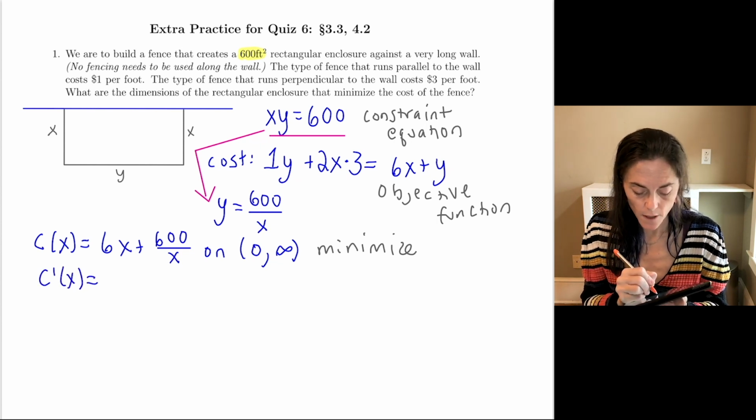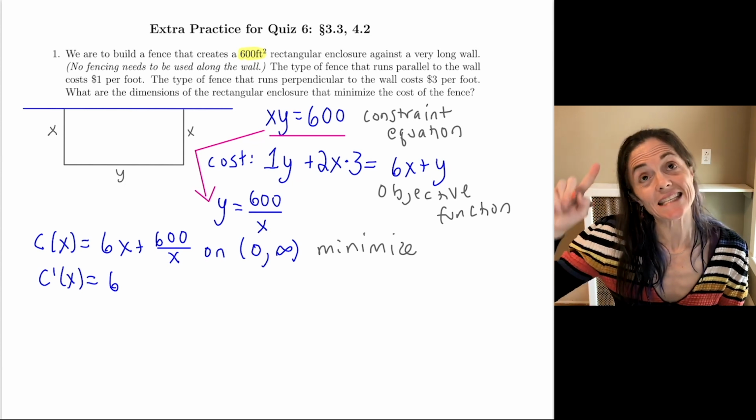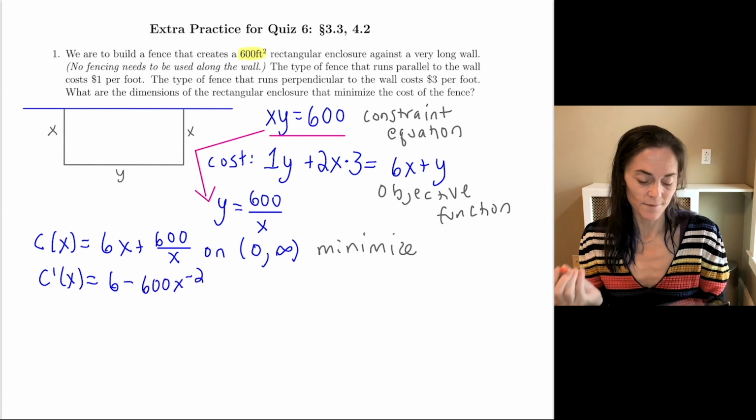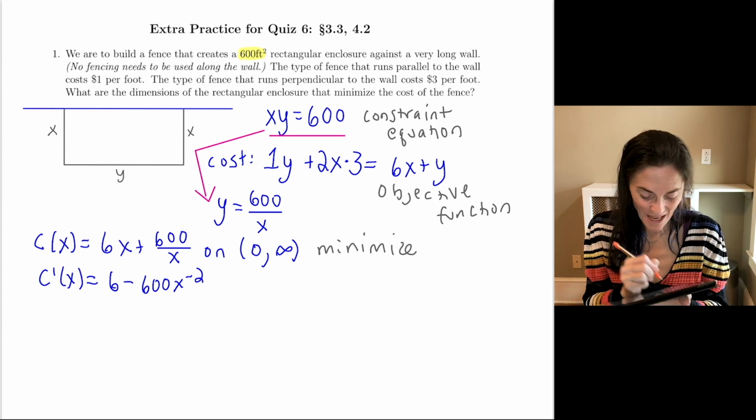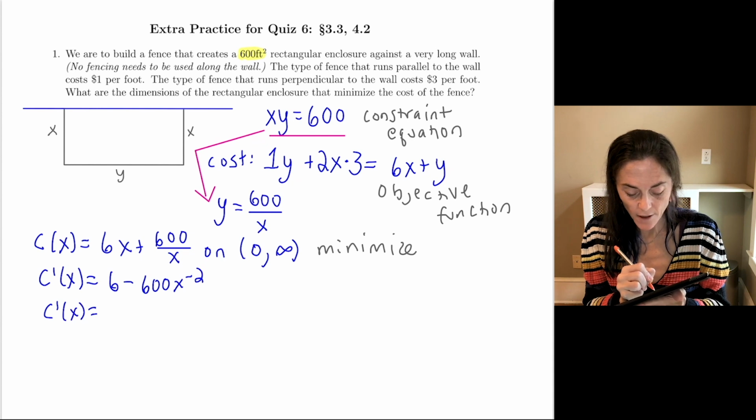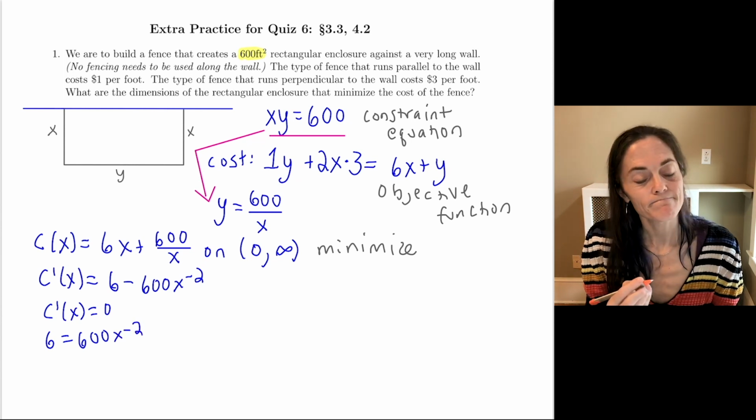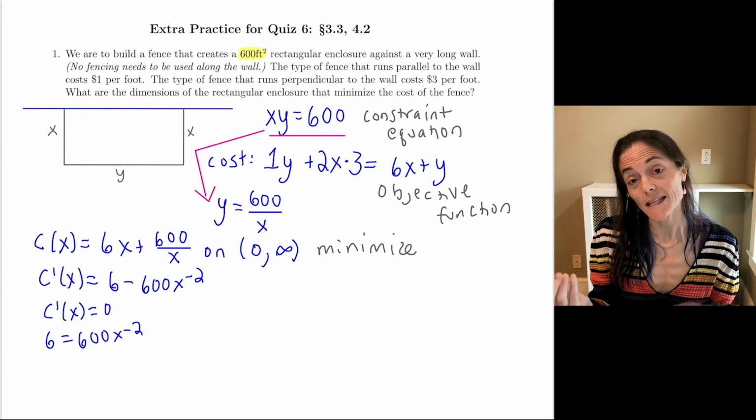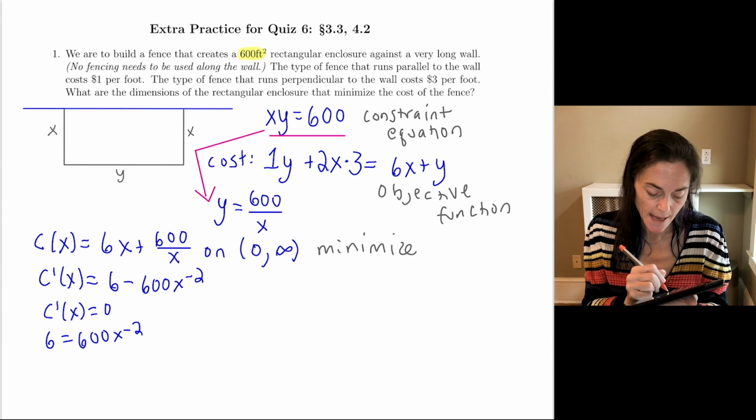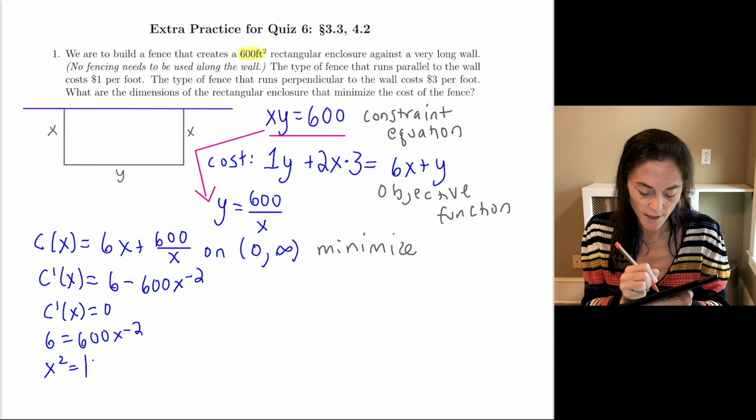We take the derivative. Well, we have 6. Notice this is 600x to the minus 1. So when I differentiate it, I get minus 600x to the minus 2. This is defined on the whole open interval, so we can set the derivative to 0 to find our critical points. This gives me 6 is 600x to the minus 2. I can divide both sides by 6, and at the same time I can multiply both sides by x squared. So I have x squared is 100.